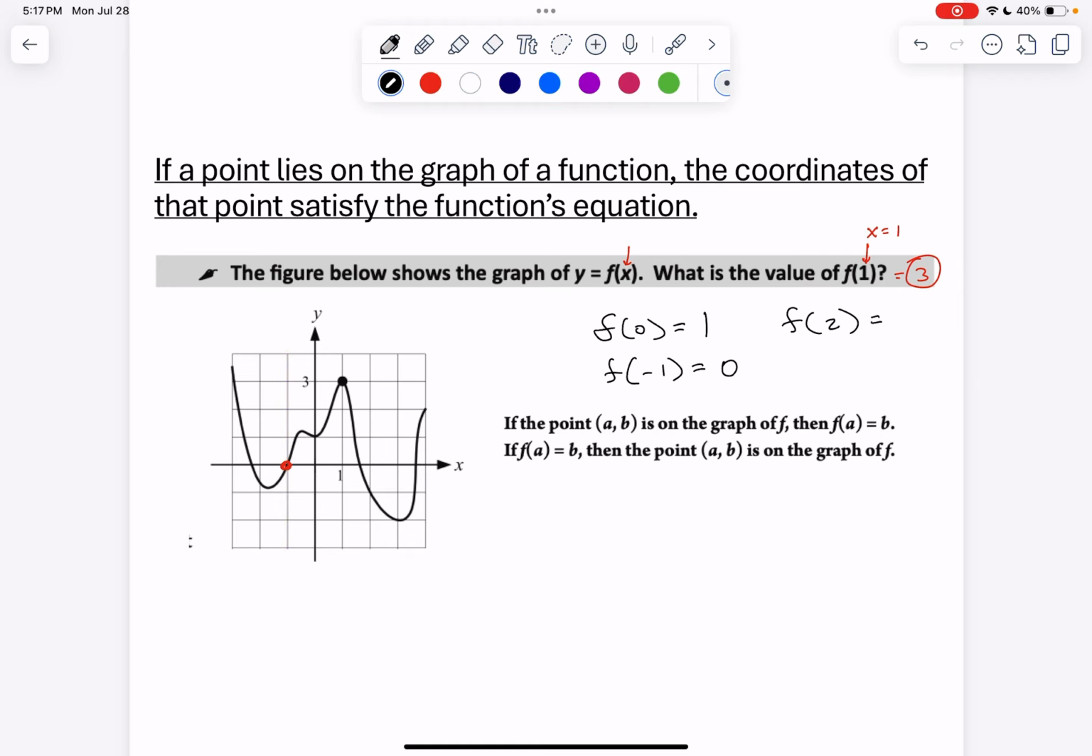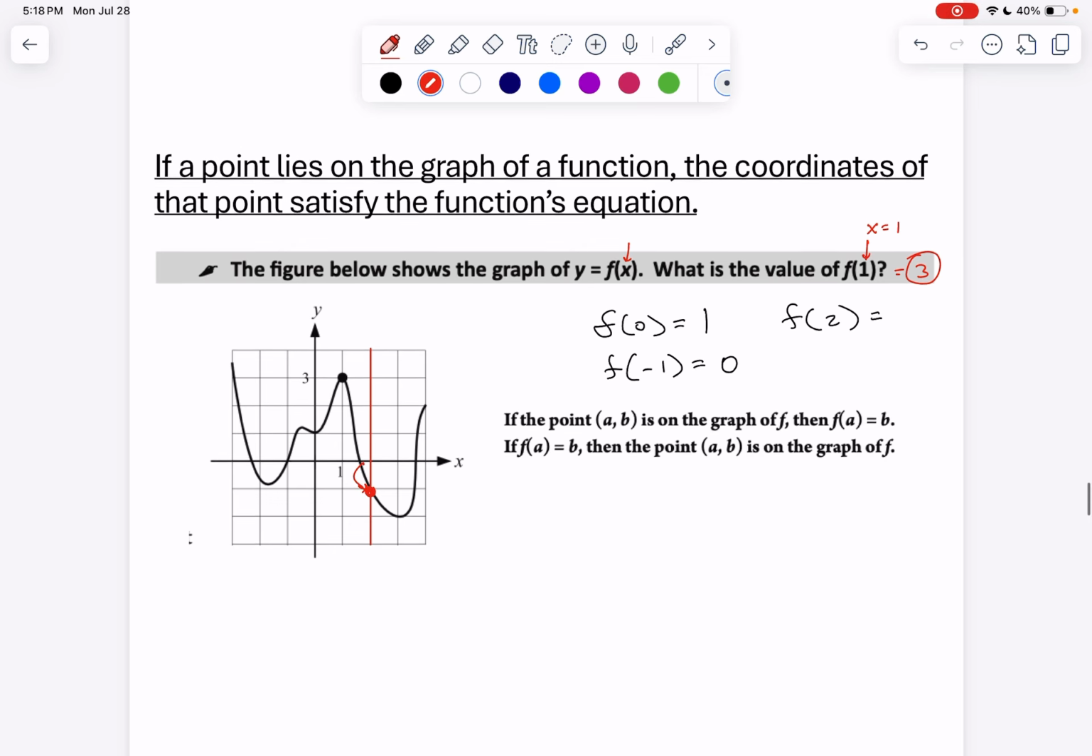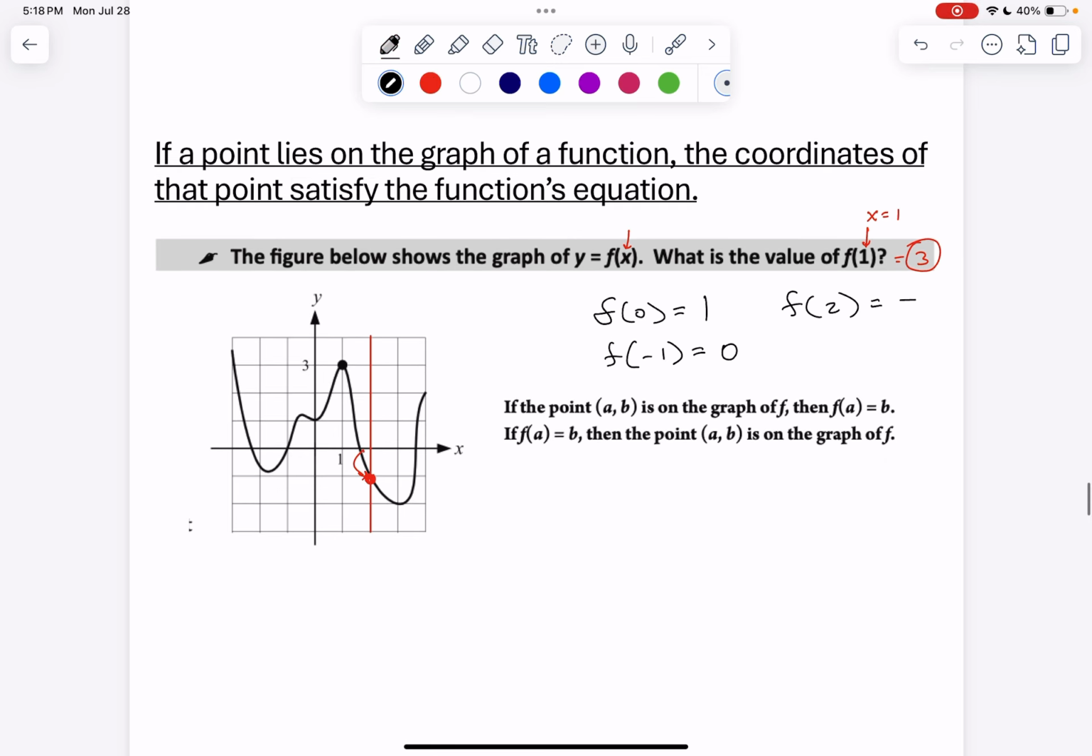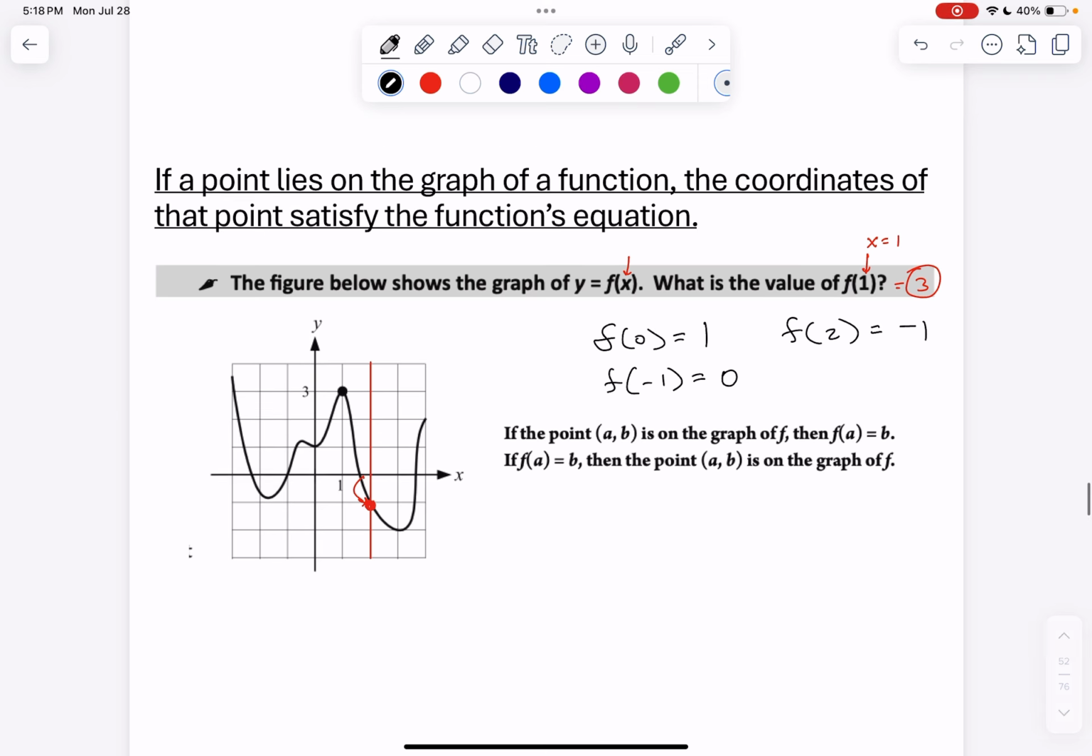Well, now I'll go 2 to the right, boom, boom, and I'm going to be right here. I'm going to draw my little vertical line. And look, it intersects the graph right here. That is the point on the graph where the x value is 2. What's the y value? Well, it goes down 1 from the x-axis, so it would be -1. And what if I'm thinking about f of 1? What would f of 1 be?